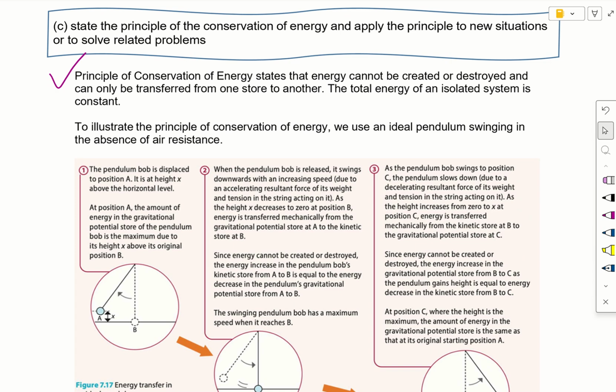Now, this is the principle of conservation of energy. It states that energy cannot be created or destroyed and can only be transferred from one store to another. Now, the total energy of an isolated system is constant.